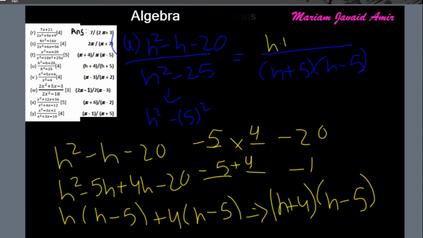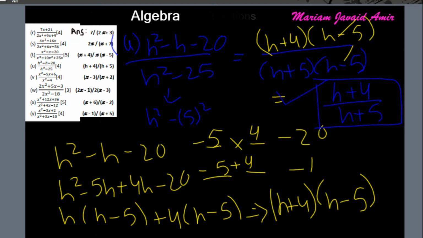Writing it in the numerator, h plus 4, h minus 5, and the final answer will be h plus 4 over h plus 5. Answer for part U.